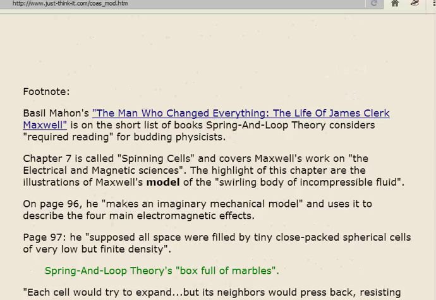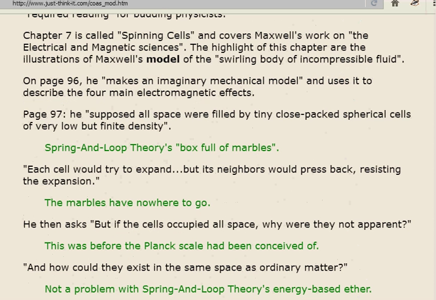Page 97, he supposed all space were filled by tiny, close-packed, spherical cells of very low but finite density, spring and loop theory's box full of marbles. Each cell would try to expand, but its neighbors would press back, resisting the expansion. The marbles have nowhere to go. He then asks, but if the cells occupied all space, why were they not apparent? This was before the Planck scale had been conceived of. And how could they exist in the same space as ordinary matter? Not a problem with spring and loop theory's energy-based ether.